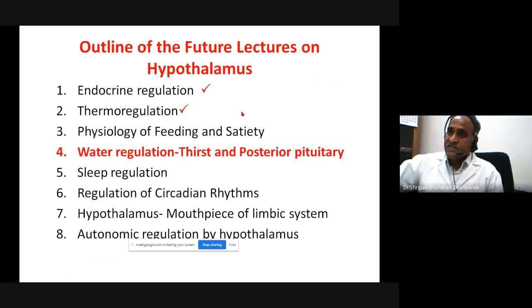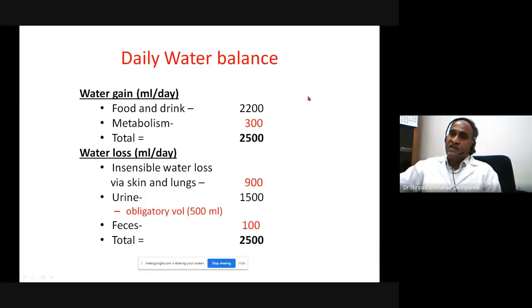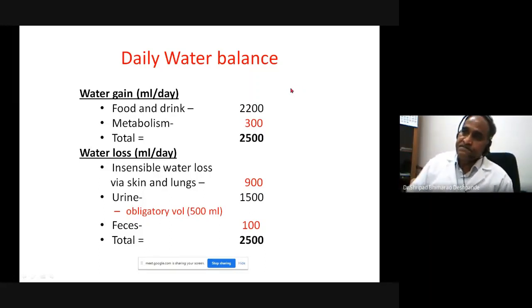Now, just continuing with the previous, we have covered these first three topics. Today I will be concentrating on the water regulation by thirst and post-respiratory. Okay, so now I have mentioned the daily water balance, the average water balance of an adult. We consume nearly 2 liters or 2.2 liters of water through food and drink every day.